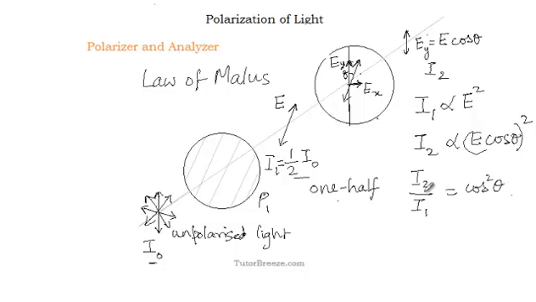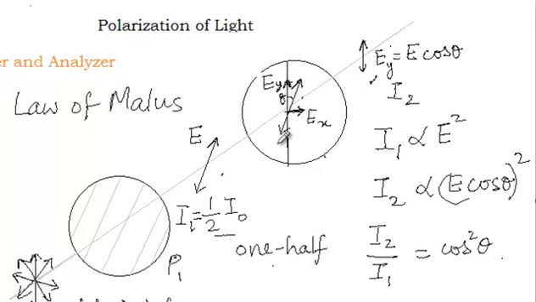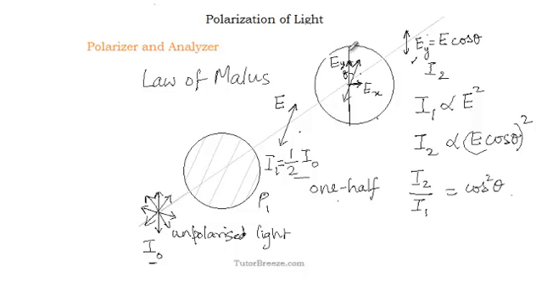Now this gives us Malus' law, which means that the transmitted intensity is equal to cos square theta times the intensity of the incident light, and theta is the angle between the polarizing direction of this Polaroid and the incident electric field.